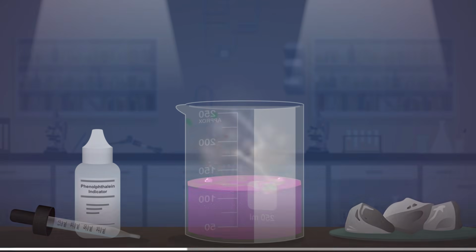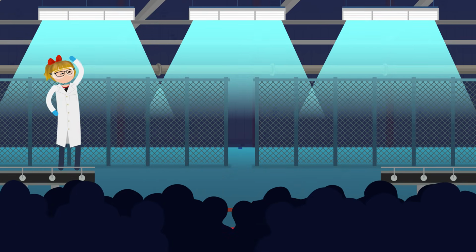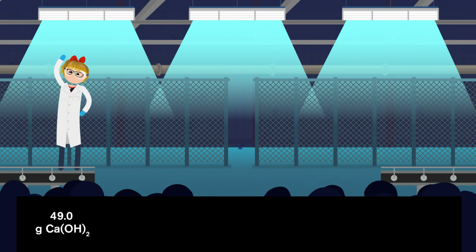Now let's finish our race with the calculations of excess hydrochloric acid consumed and left over with some help from test tube. For this leg of our race, we'll begin with our given amount of our limiting reactant, since this is what's controlling how much of our excess reactant actually gets used. So we start with 49 grams of calcium hydroxide, and we're off.